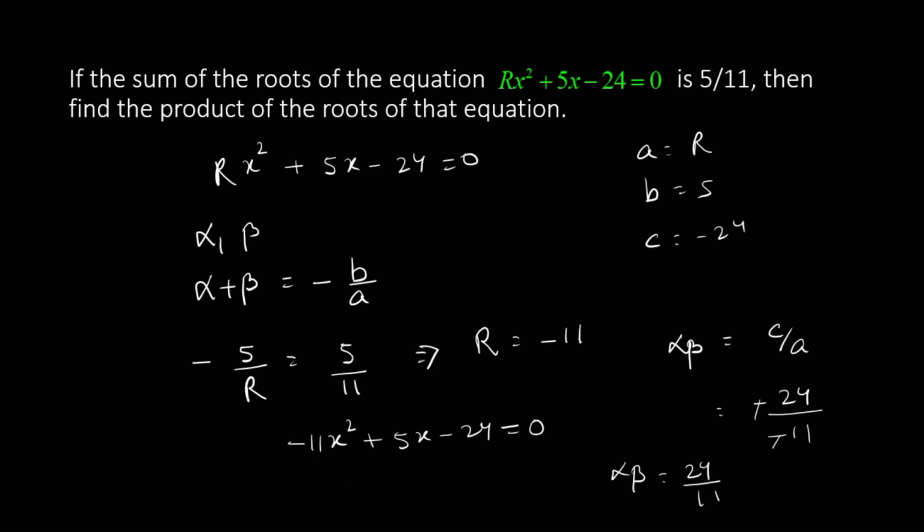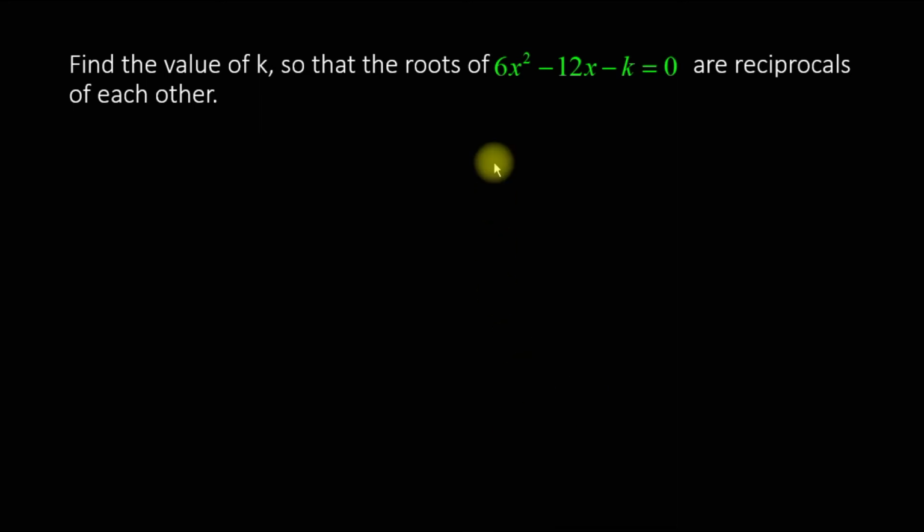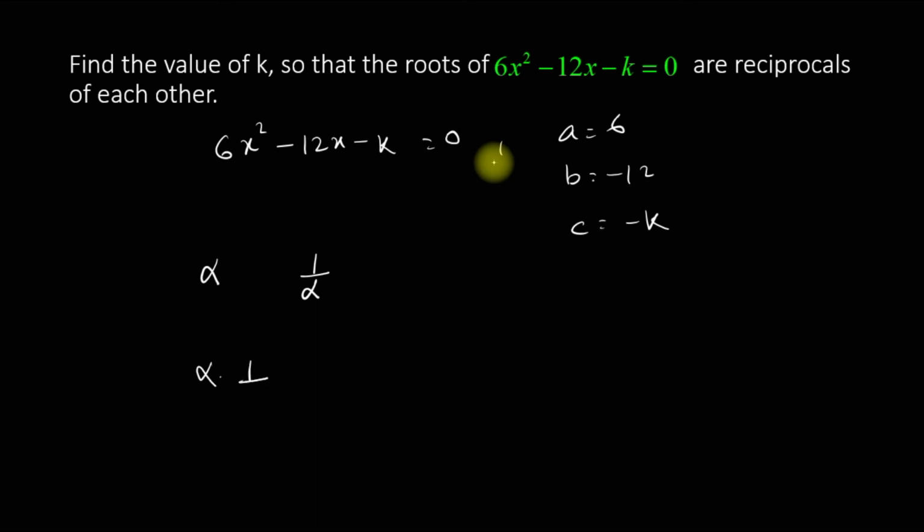Also in the next question, we have to find the value of k so that the roots of 6x square minus 12x minus k are reciprocal to each other. It means we have the equation 6x square minus 12x minus k is equal to 0, and we have a is equal to 6, b is equal to minus 12, and c is equal to minus k. These are given in the question, and it is also given that the roots are reciprocal. So if one root is alpha, the other root must be 1 over alpha, so the product of roots, alpha into 1 over alpha, is equal to 1.